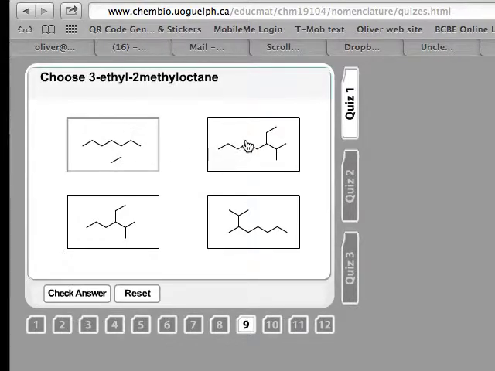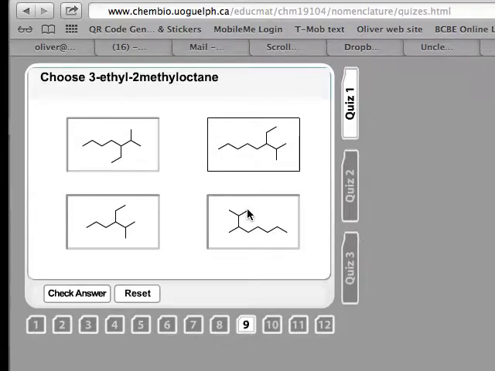1, 2, 3, 4, 5, 6, 7, 8. So this one is a possibility. 1, 2, 3, 4, 5, 6. This one is also out. 1, 2, 3, 4, 5, 6, 7, 8. So these two on the right are possibilities.